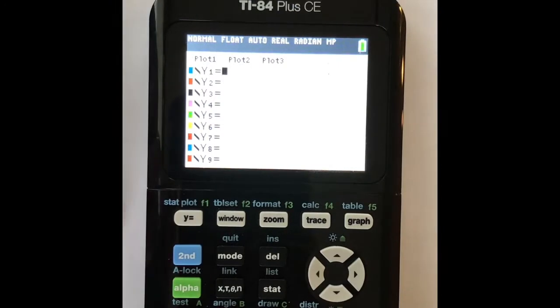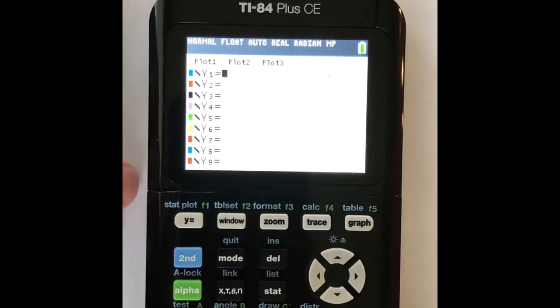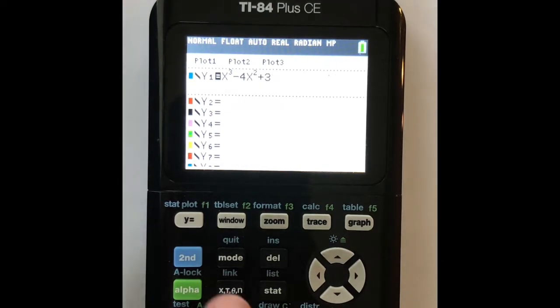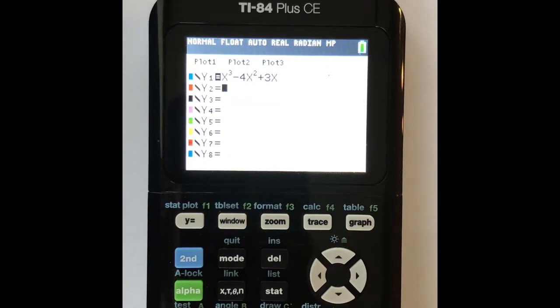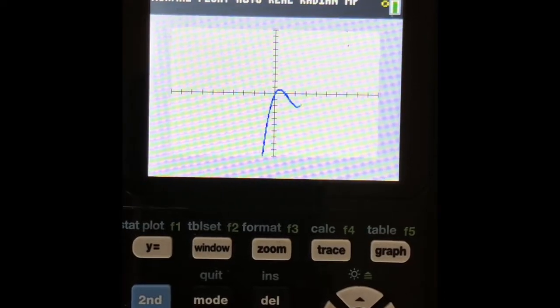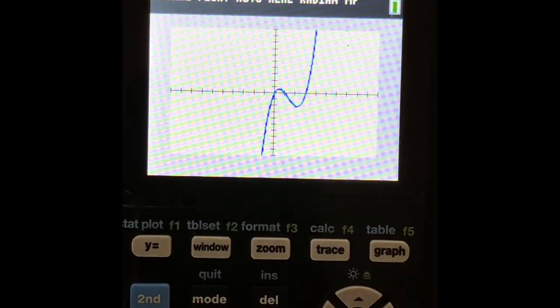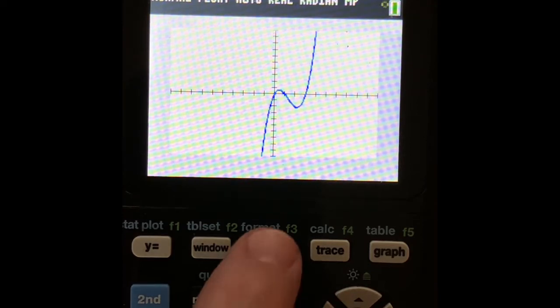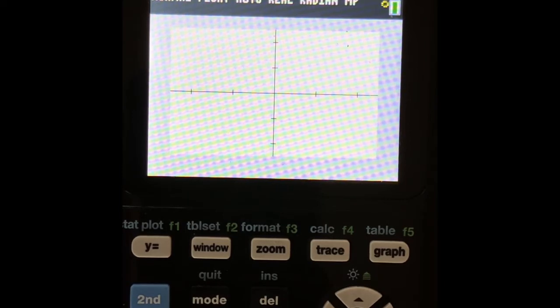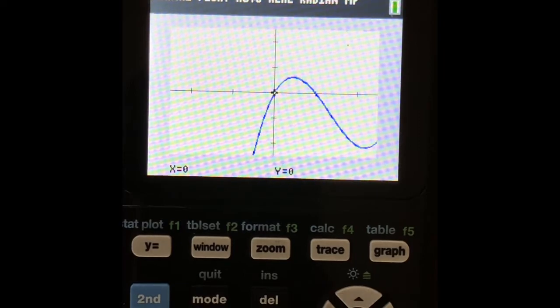All right, so I'm going to enter in the function f that we have been given in example 3, and that would be x cubed minus 4x squared plus 3x. Let's see what this thing looks like. I'm going to zoom in on this a little bit. Zoom in, hit enter a couple times. Look what just happened there. All right, so what's happening here is this.